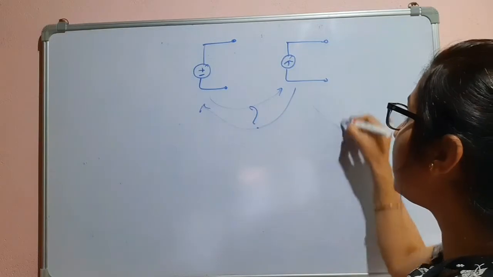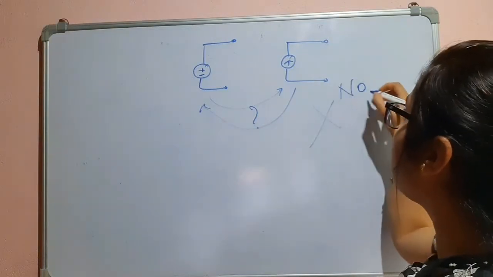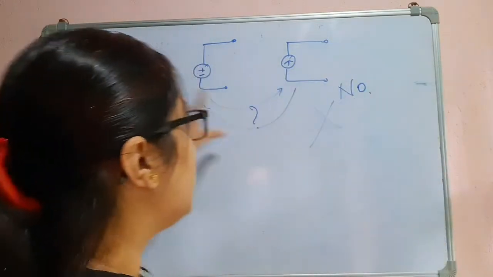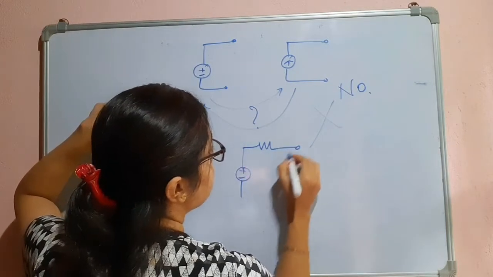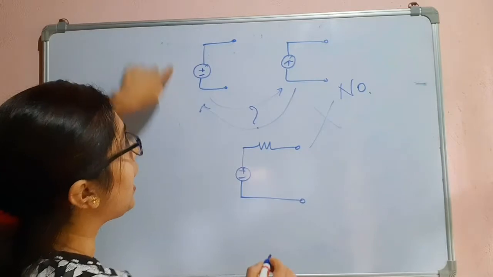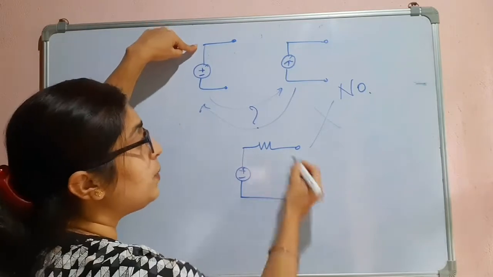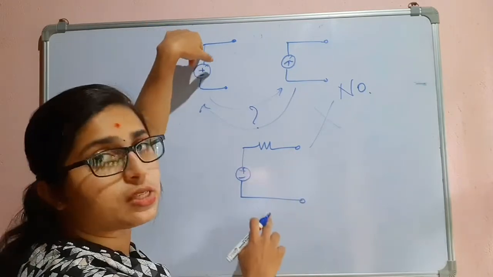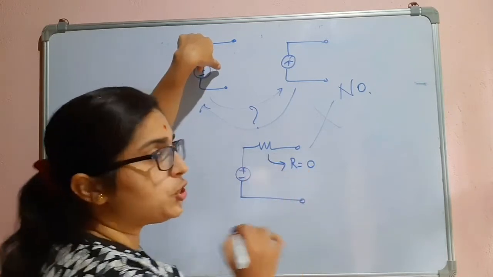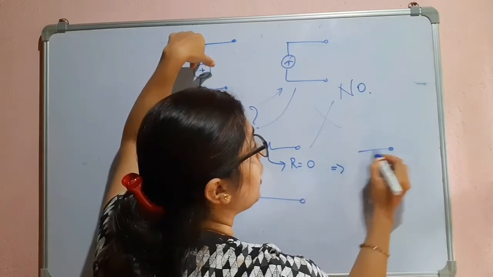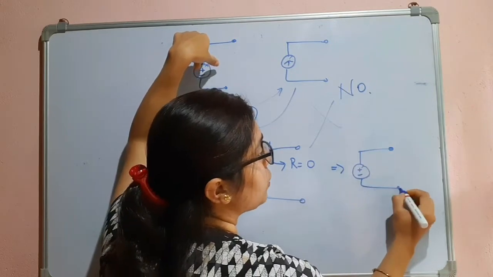The answer is no. You can't convert, because this is a practical voltage source, which has resistance in series with it. To get the ideal voltage source, what modification should be done to this source? R equal to 0. That means it will be shorted. When it is shorted, I get the ideal voltage source.